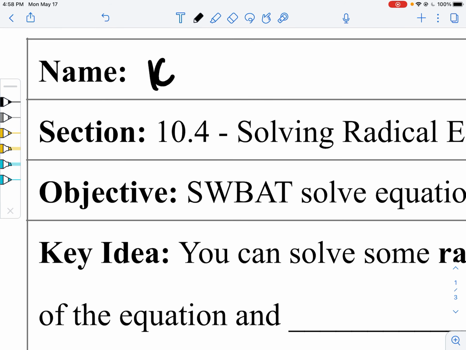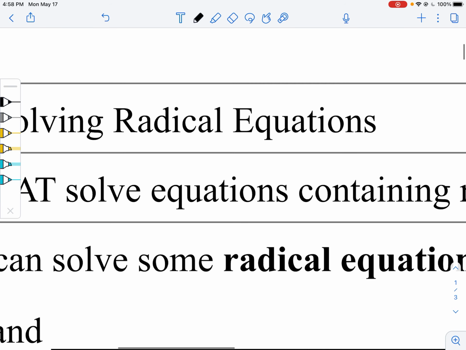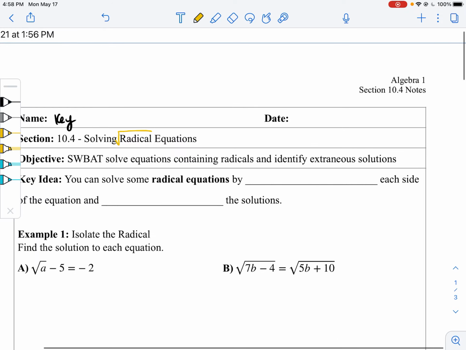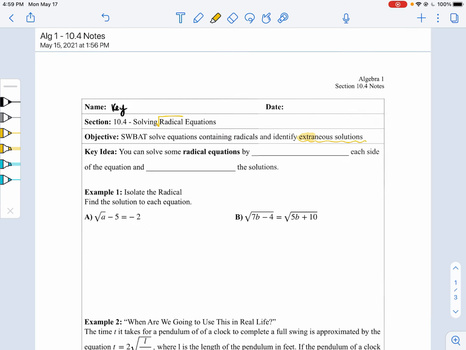Hey guys, welcome to your Chapter 10 Lesson 4 notes on solving radical equations. By the end of the day, you'll be able to solve equations with radicals and also identify extraneous solutions. So that's going to be a little extra for you.